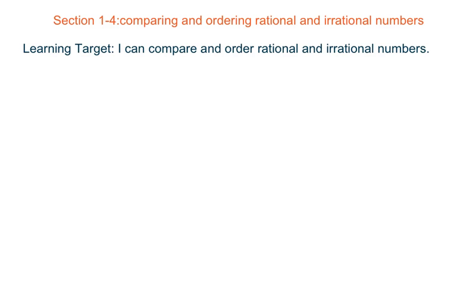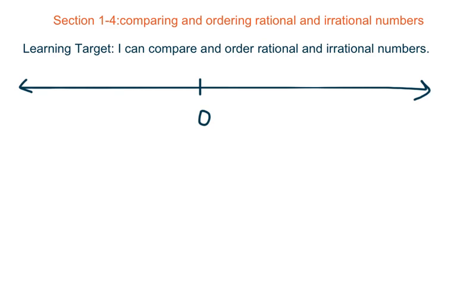In this video, we are going to compare and order rational and irrational numbers. We are going to review how to do that using a number line. Remember that on a number line, numbers to the right are greater than numbers to the left. So in relation to each other, you would want to think about which one is on the right-hand side and which one is on the left-hand side in order to compare them.